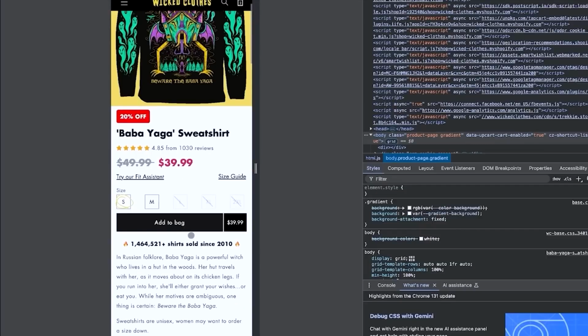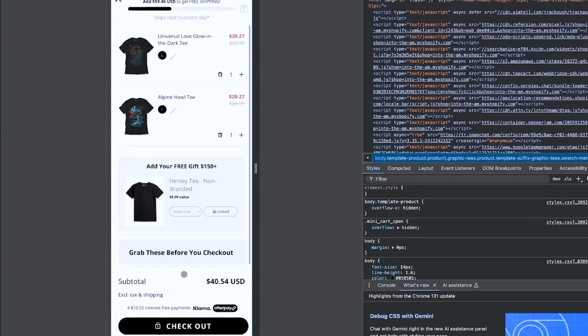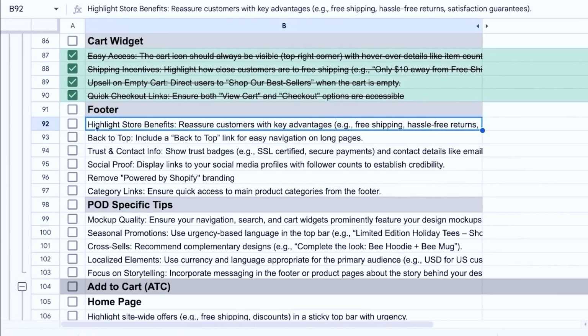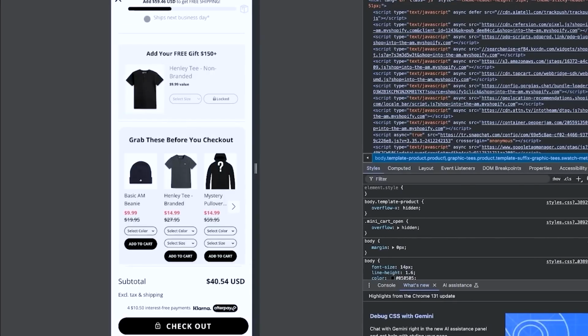So Busted doesn't have it. Yeah, actually none of them have the view cart button. All of them just show the checkout button. Then in the footer, highlight your store benefits, include a back to top button. Let's see if one of these has it.